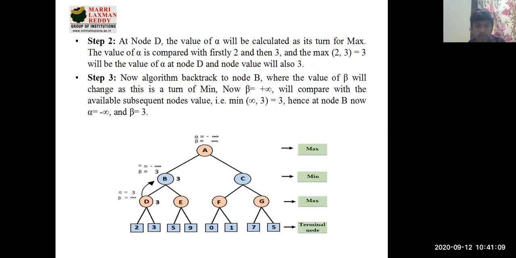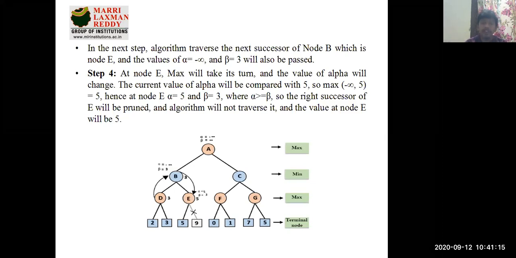Whenever I have discussed about B, you are having two nodes, one is D and one is E, and because it uses DFS or depth first search algorithm, we initially start from your left node then to your right node. So in the next step, the algorithm traverses the next successor of B, that is your E node. So at your E node, initially alpha is equal to minus infinity and beta is equal to 3. That is at your B. That will be passed to your E value.